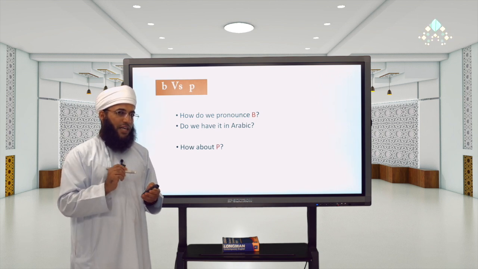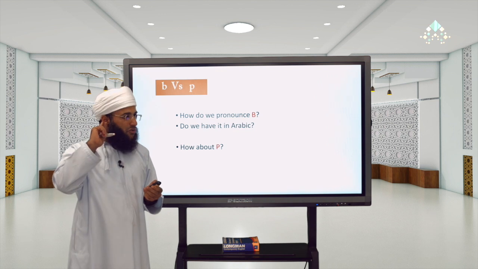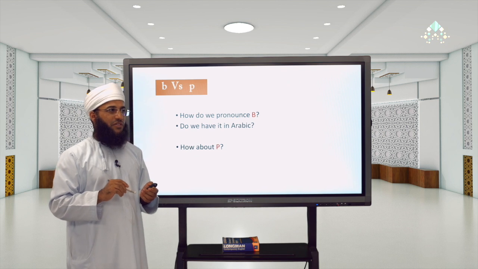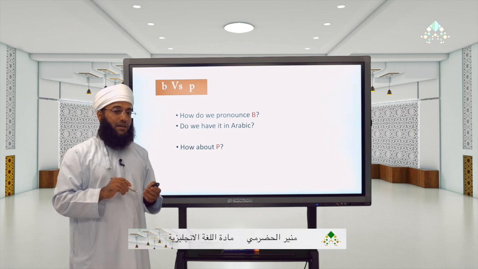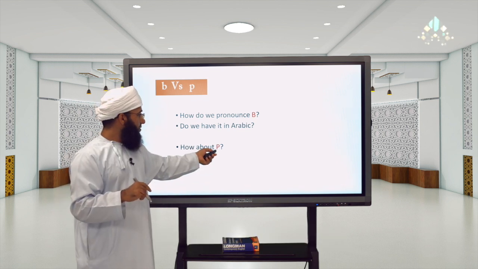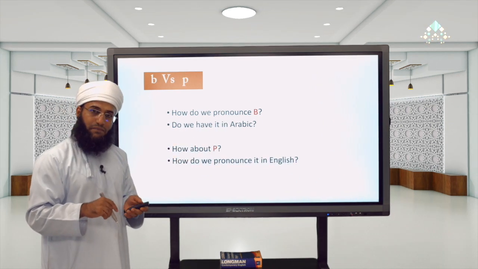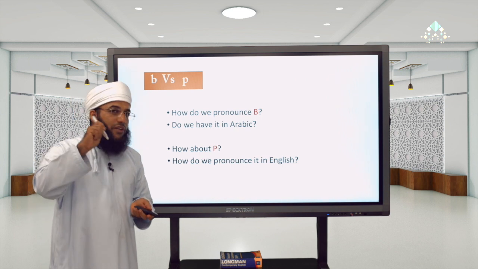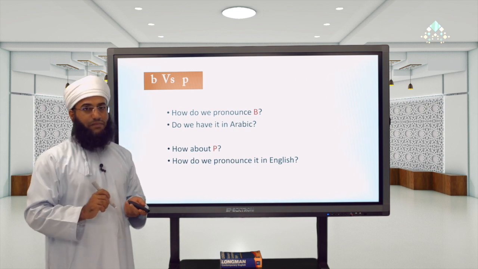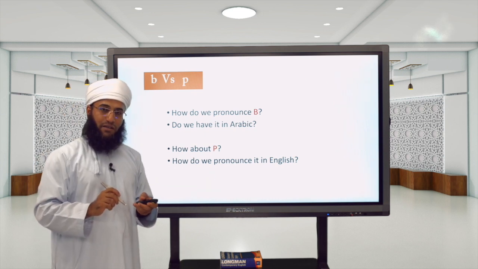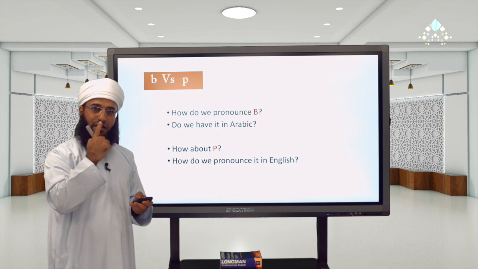A lot of Arabic learners of English do not hear the difference between the two. And you may think this is not true. It is. A lot of students, when they pronounce pa, they pronounce it as ba. Why? Because they don't have it in Arabic. So how do we pronounce it in English? It's p. You can feel the air come out, p, p.